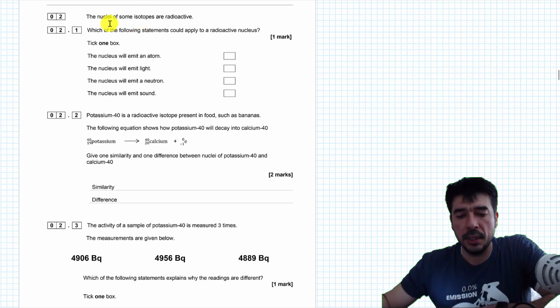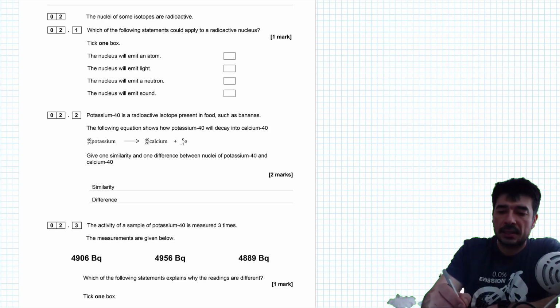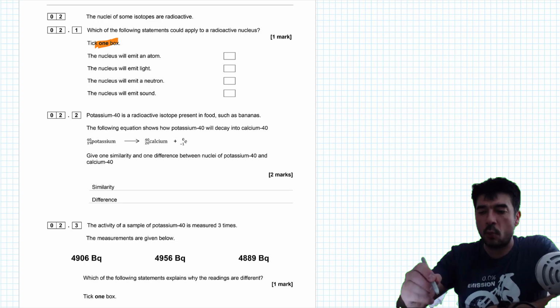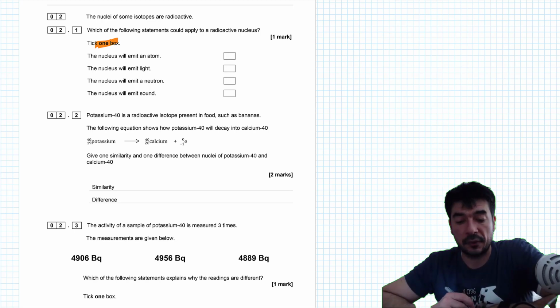Okay, so we're on question 2. The nuclei of some isotopes are radioactive. Which of the following statements could apply to the radioactive nucleus? Right, so again, we're going to use standard quality exam technique. It says 1, that means read all of them and eliminate the silly ones first.